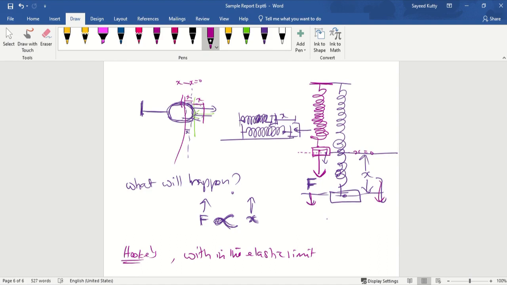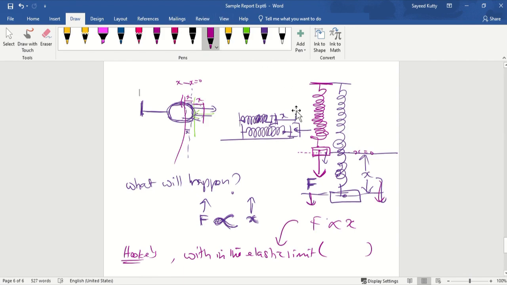So within that force, or within the elasticity, because if I apply more force, the spring will get damaged. Then this will not be a spring. It will be a piece of metal, a metal wire. So there it will never show the property of a spring. That's why I said F is proportional to X only within the elastic limit. Within the elastic limit, F is proportional to X.